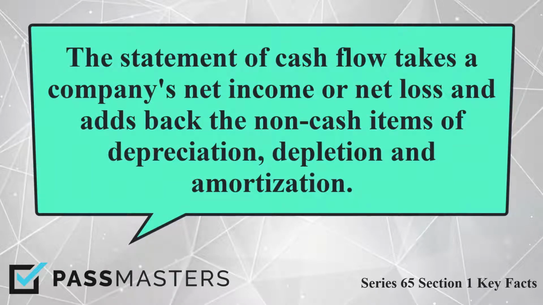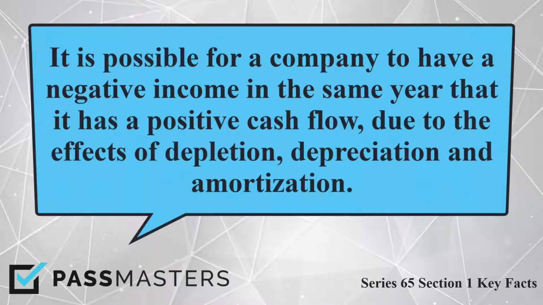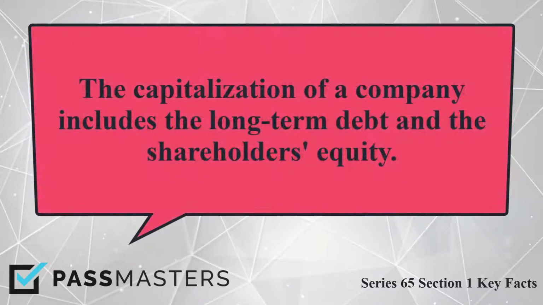The statement of cash flow takes a company's net income or net loss and adds back the non-cash items of depreciation, depletion, and amortization. It is possible for a company to have a negative income in the same year that it has a positive cash flow due to the effects of depletion, depreciation, and amortization. The capitalization of a company includes the long-term debt and the shareholders' equity.